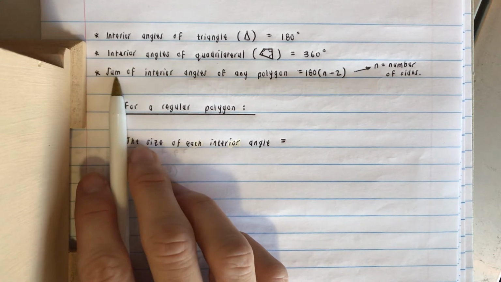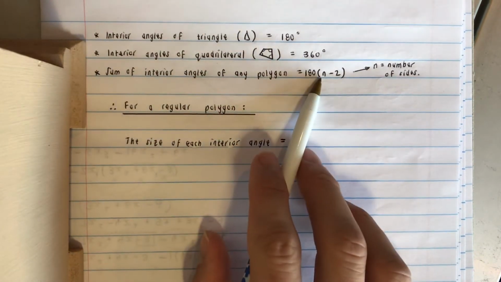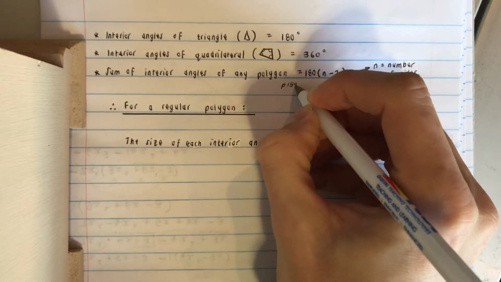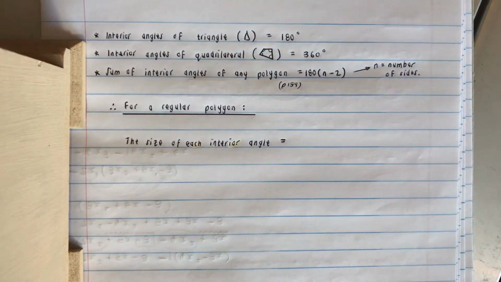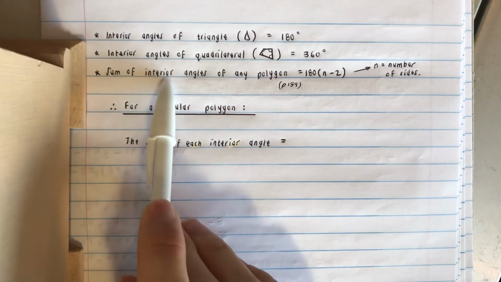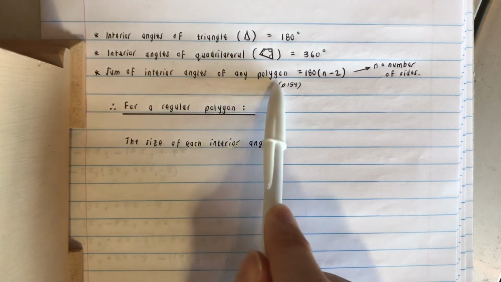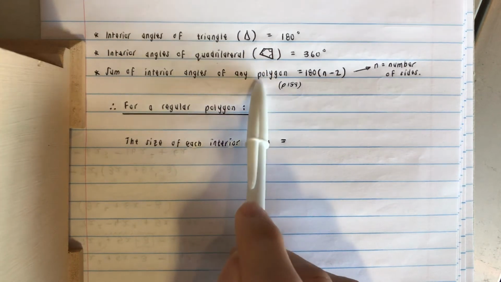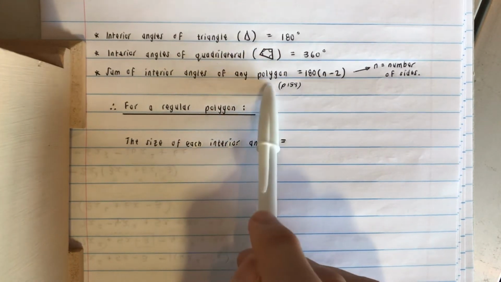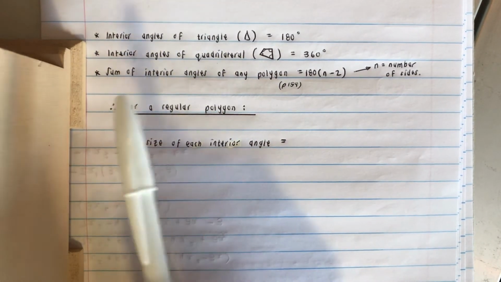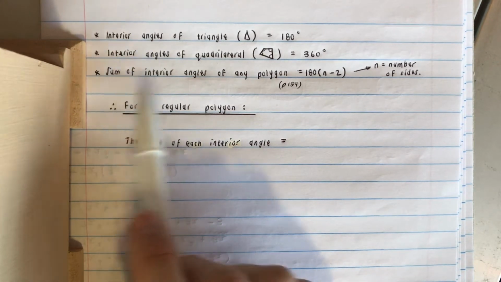Okay, then we get to the next one. Now this one, we derived this equation on page 159. Let me just write here, page 159, so you can go back and have a look at that page in the textbook. So the sum of the interior angles of any polygon, okay, this is a nice rule because it's for any polygon. It applies to any polygon. Doesn't matter how many sides, doesn't matter if it's regular or not regular, it applies to any polygon.